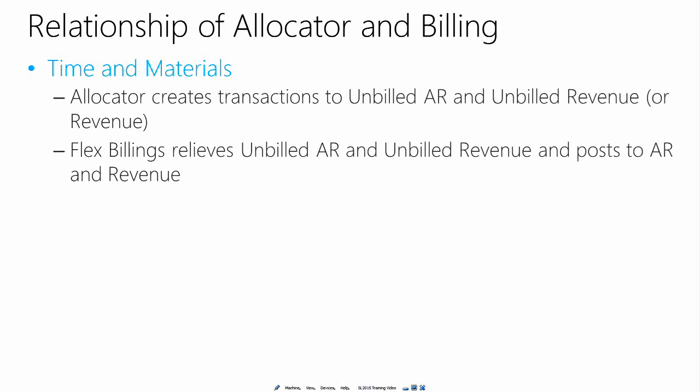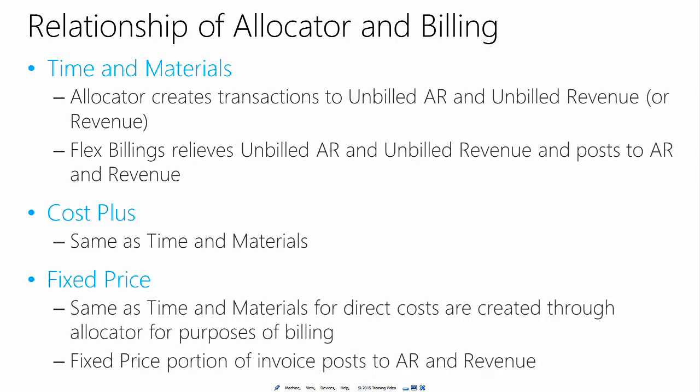Allocator will create time card transactions, and normally it will be to unbilled AR and unbilled revenue. Or we can go directly to revenue with our postings. And then flexible billings will relieve the unbilled AR and unbilled revenue and then post directly to AR and revenue. Cost plus, same concept. We don't have much difference as far as the postings that we normally do with that. But on a fixed price job, if you have direct costs that you are allowed to bill, we would handle those the same as time and materials. But usually the fixed price portion of the invoice will post directly to accounts receivable and revenue. We won't go through unbilled AR and unbilled revenue.